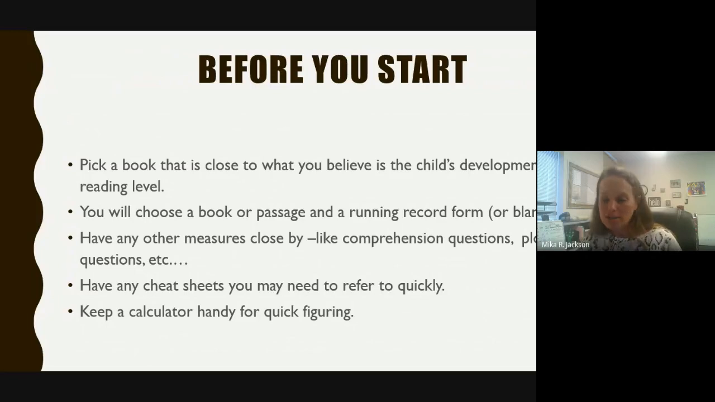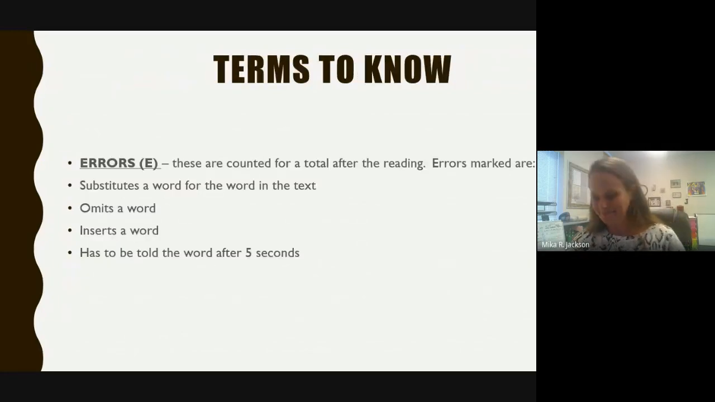And you might want to have a cheat sheet ready. I also sent you guys in the little bundle a cheat sheet for you to use. I'll show you one of those in a second in the PowerPoint, but it has all of the little symbols. And I know that whenever I started doing running records, I kept one of those close by so that I could reference it a little more often.